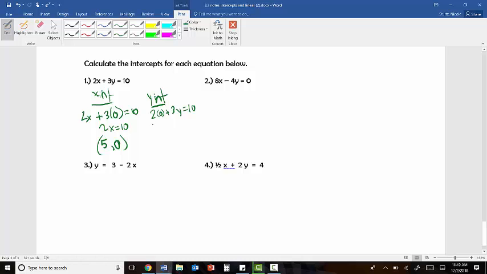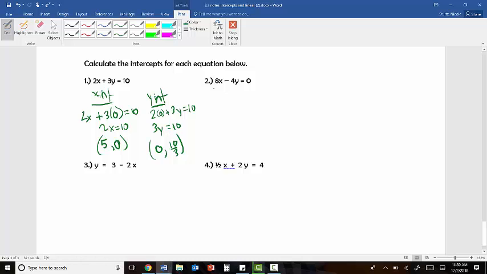Over here, 2 times 0 just kind of goes away. So you're left with 3y equals 10. So you're going to get 10 thirds. So that means that you have to write it as (0, 10/3), because 0 goes in for x, and that gets you 10 thirds for y. So you need to make sure you have the zeros in the correct spot.